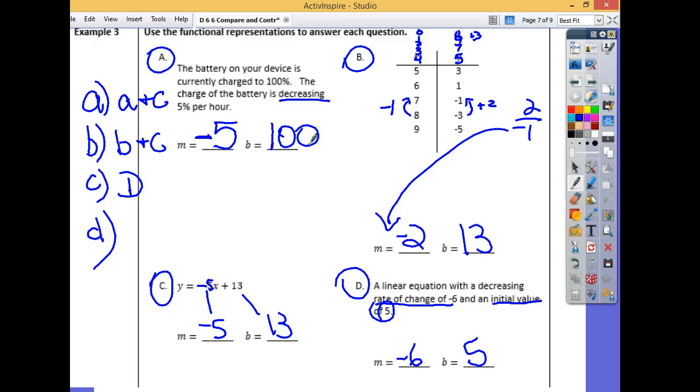And D, which representation has the steepest slope? Again, I'm seeing D, which is correct. A -6, that's going to be straighter up and down than the -5.